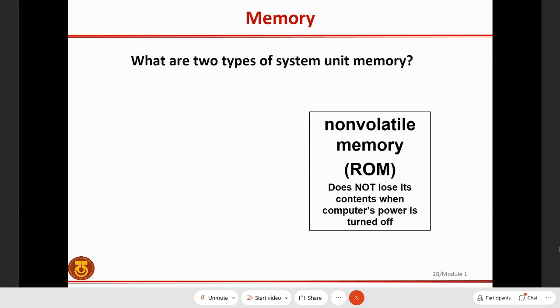All right, so this is non-volatile memory. This is ROM. For this, we call it read-only memory. It can only be read by the CPU. That's why the address bus is being used, the instruction is sent by the CPU and it can only read from the memory.